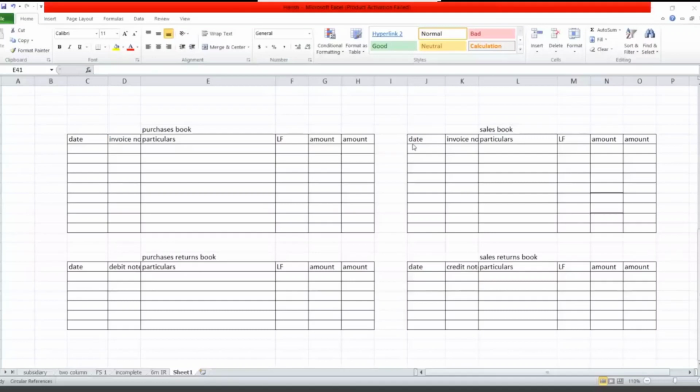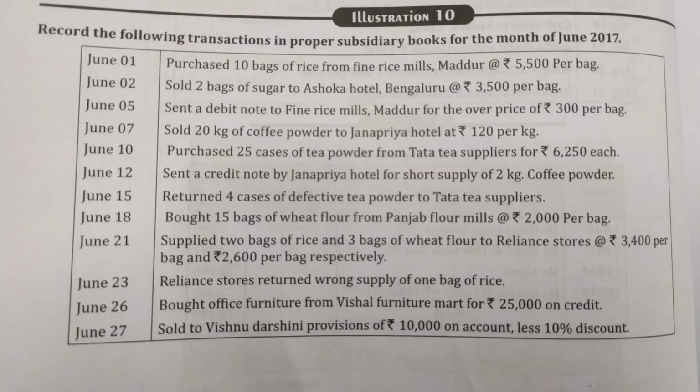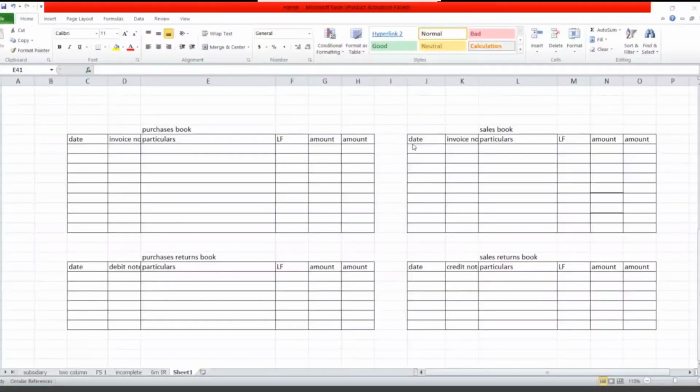Let us complete this purchase and sales books with this last question. First, quickly check the question, and then we will start doing the solution. Please check the question. You have checked the question, right? Let's do the solution.